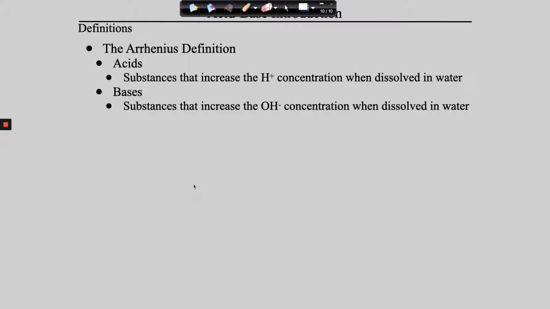So guys, now we need to ask the $10,000 question. Arrhenius came up with this idea like 150 years ago. The question is this: is it correct? Do acids increase the hydrogen ion concentration in water? They do. What about the base definition? Do bases increase the hydroxide ion concentration in water? Also, yes. Guys, this definition is actually very useful to us.